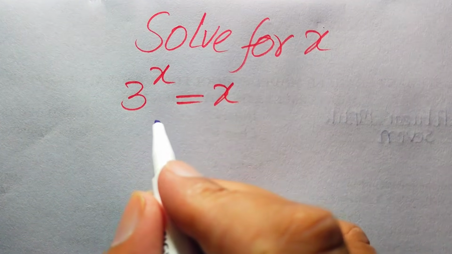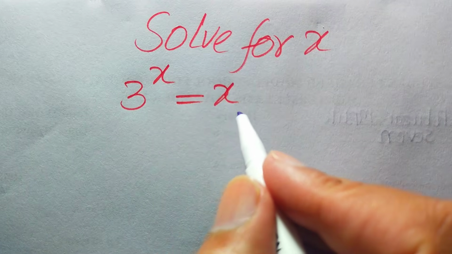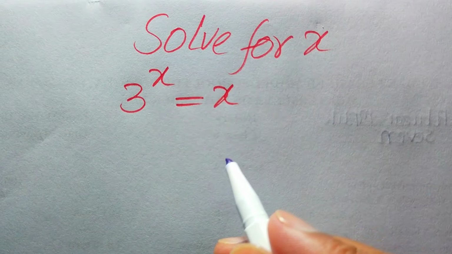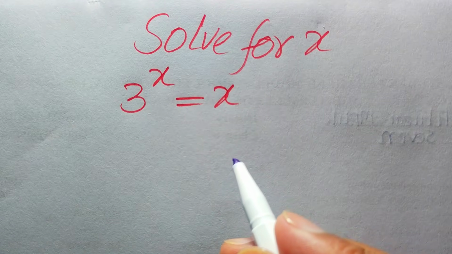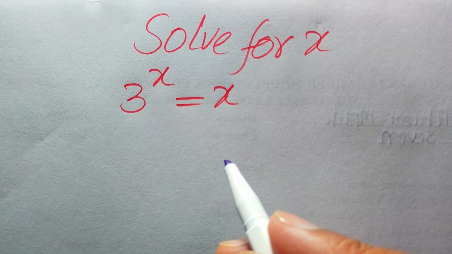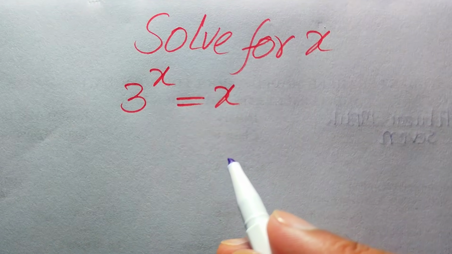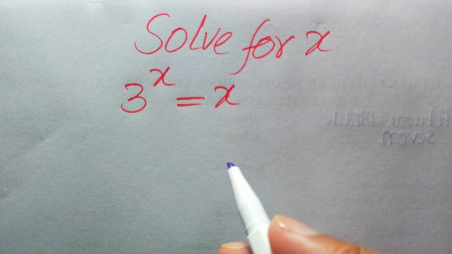So here we have 3 to the power of x is equal to x, and we solve this problem for all the values of x. First we find all the roots of this equation, and at the end we will verify which of the roots are solutions and which of the roots are extraneous roots.